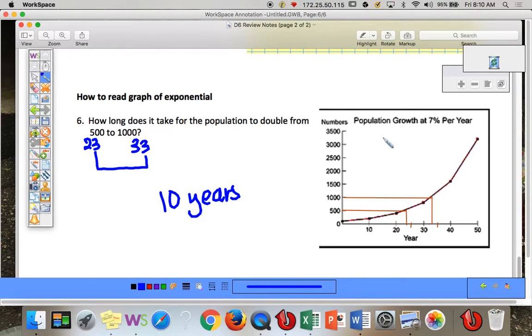So these are all the types of problems that we've been looking at this chapter. Your assignment, you will practice these types of problems.